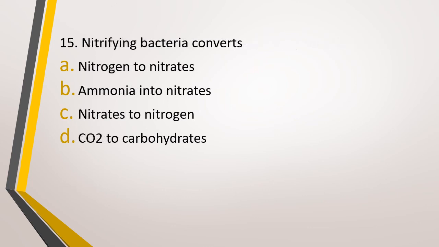Question number 15. Nitrifying bacteria converts option A, nitrogen to nitrates, option B, ammonia to nitrates, option C, nitrates to nitrogen, or option D, carbon dioxide to carbohydrates. Nitrifying bacteria converts. The correct answer is option B, ammonia to nitrates.